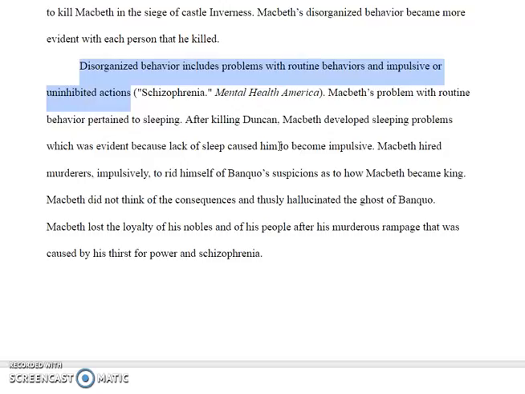Now you're going to tie his routine behaviors into sleep. Yet you don't use any of the quotes from the play. You don't touch on this at all and how that makes sense. He became impulsive, so he hired murderers impulsively. I don't know, it was really impulsive that he hired murderers. It took him like a whole day to get there, so it's not like it was a spur of the moment thing.